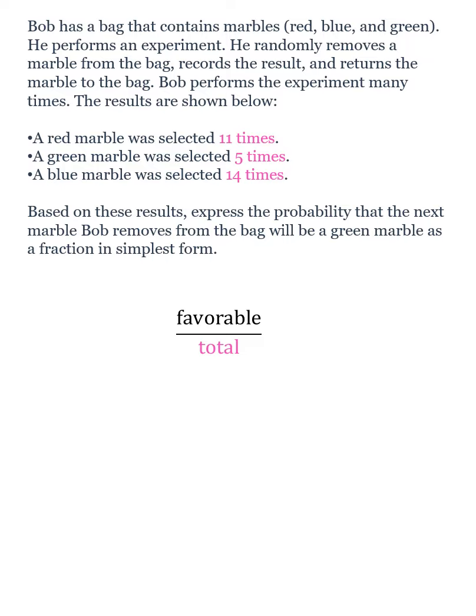The total refers to the total of all the outcomes. In this experiment, we got a red marble 11 times, a green marble 5 times, and a blue marble 14 times. I added those up, and that adds up to a total of 30 experiments. So out of those 30 experiments, you can see that there were variations in green, red, and blue. But 30 is nonetheless the total number of experiments that we've tried. In other words, the number of times we pulled a marble out of the bag.